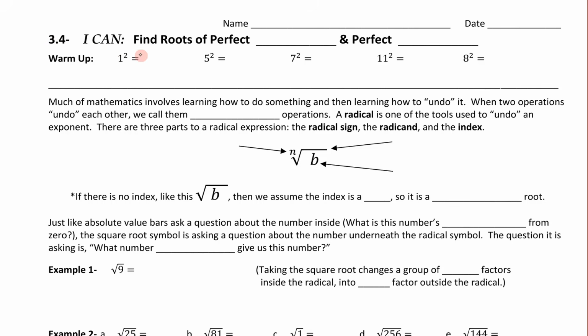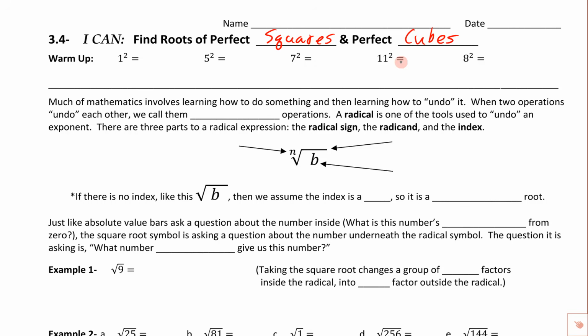So the I can statement is I can find roots of perfect squares and perfect cubes. We're going to find roots of those. Now, if you haven't heard of roots before, we're going to talk about those. So the warm-up is making sure that you understand these right here.